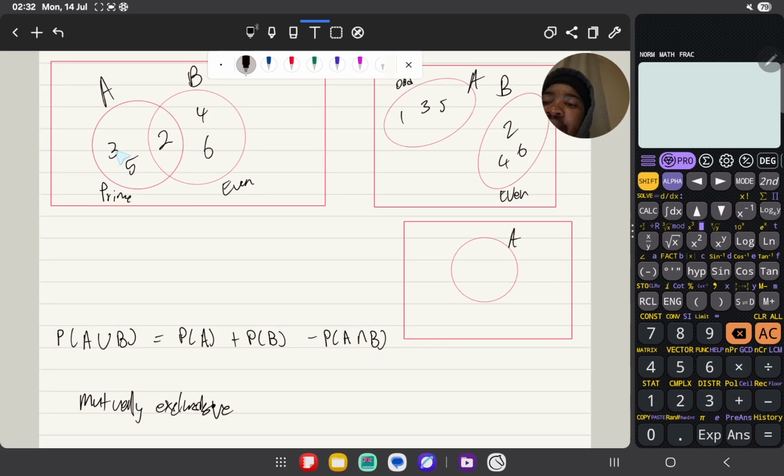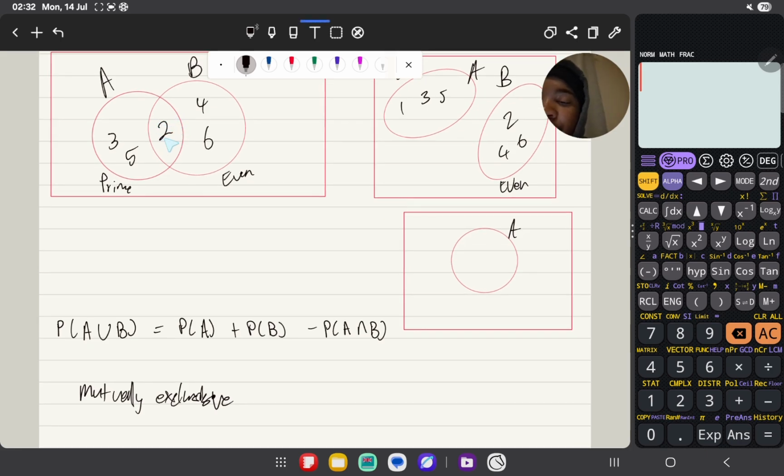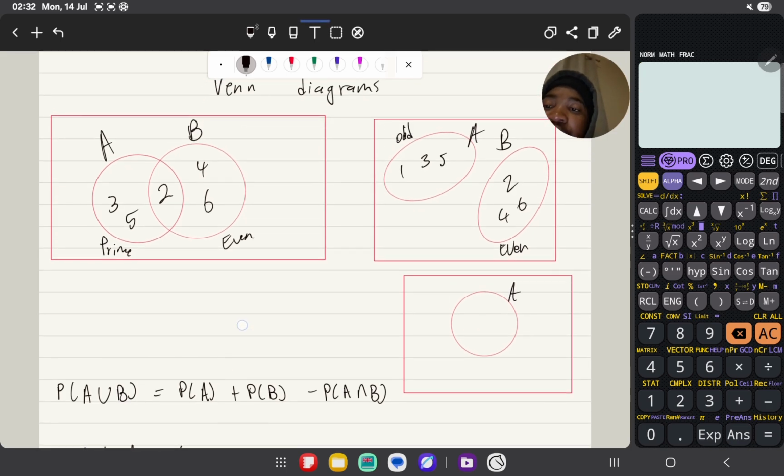You will see that we have 3 and 5, which are not even, so they are isolated, and you have 4 and 6, which are not prime numbers, so they are isolated. And here in the common shared space between A and B, we have 2, which is both a prime number and an even number. That's our Venn diagram.